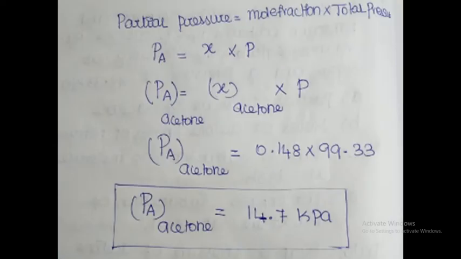The question is the partial pressure of acetone. So what is the relation between partial pressure and total pressure? Partial pressure is equal to mole fraction into total pressure. So here partial pressure PA, mole fraction X, total pressure P. So PA of acetone is equal to X of acetone into P. We want the partial pressure of acetone; we have the mole fraction of acetone and total pressure. Substitute here and find the answer. Partial pressure of acetone is 14.7 kilopascal.